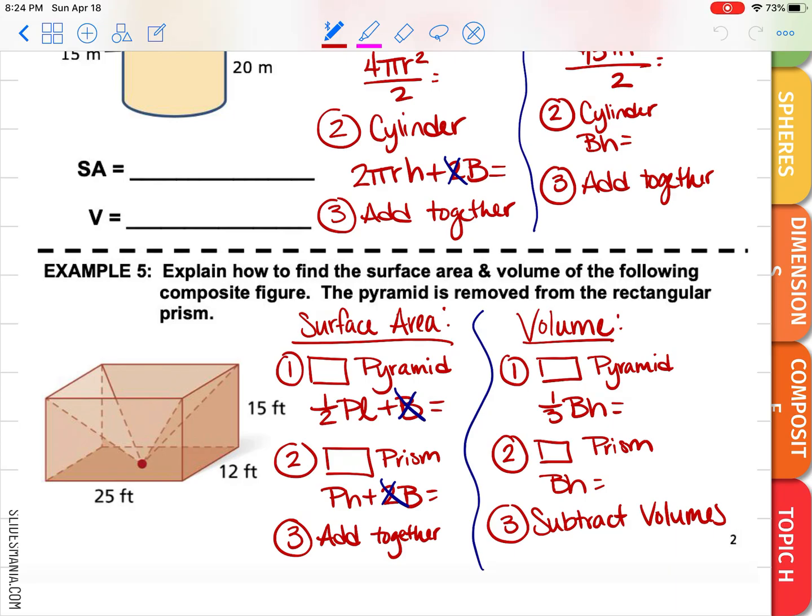With volume, we're going to find the volume of the square pyramid or the rectangular pyramid, then find the volume of the rectangular prism, and then subtract because you put the pyramid inside. So it'll be less volume when you put something inside of it because not as much water will fill up in that rectangular prism when you add the pyramid inside. And that is how you do composite figures.